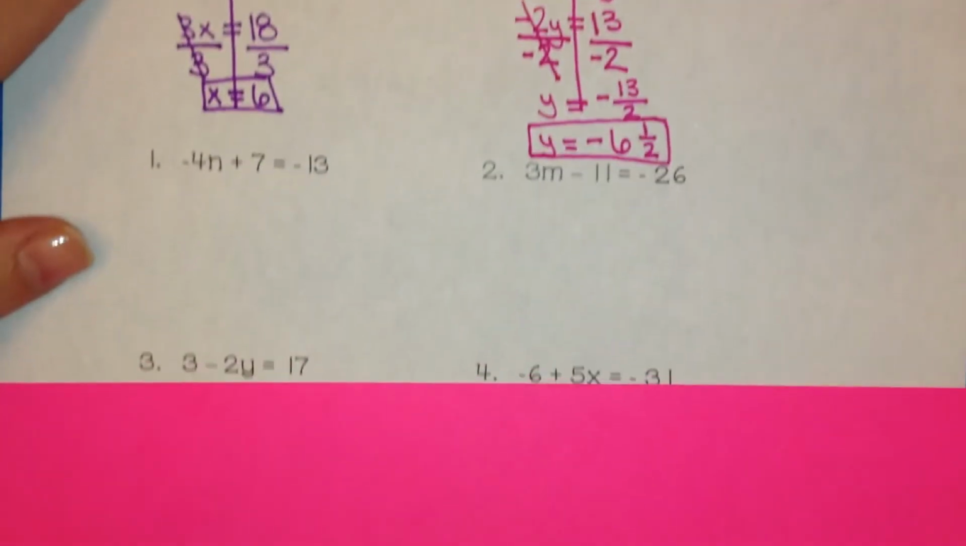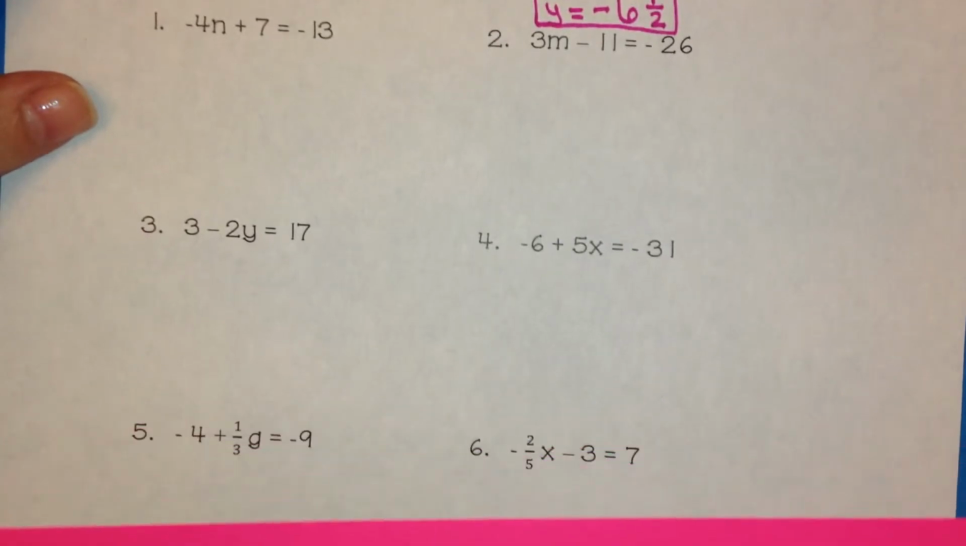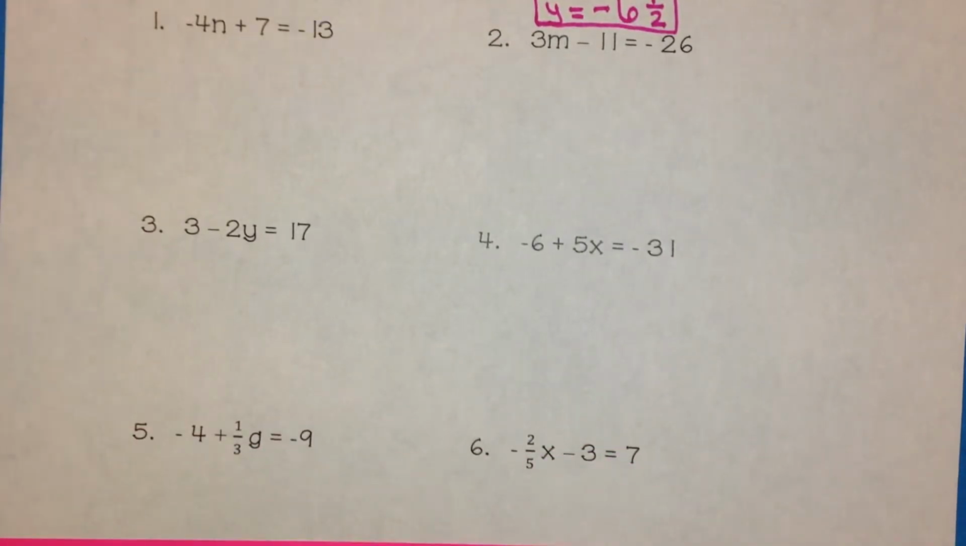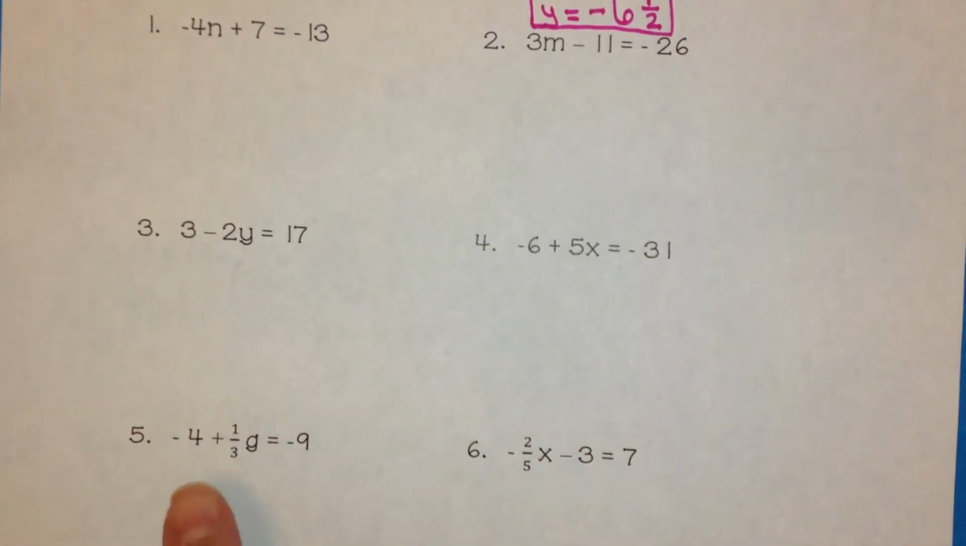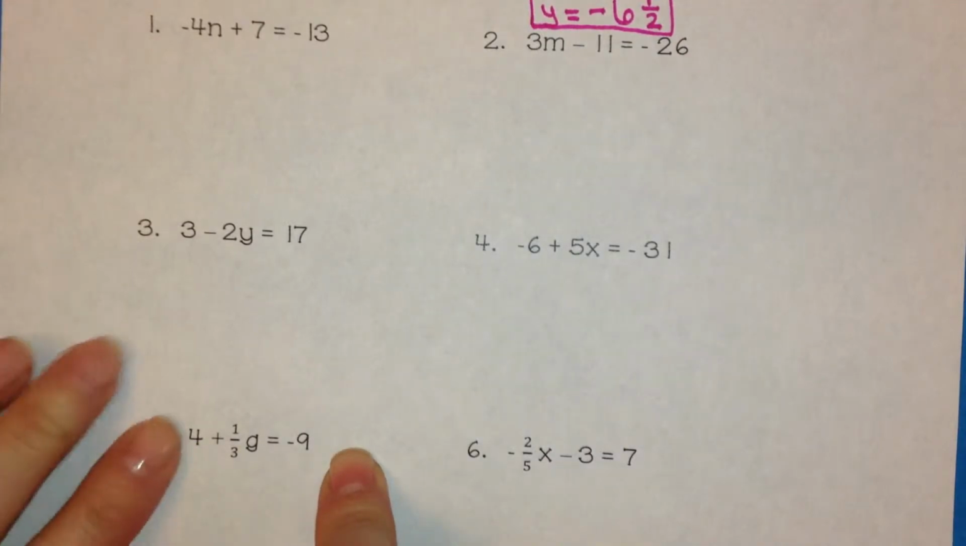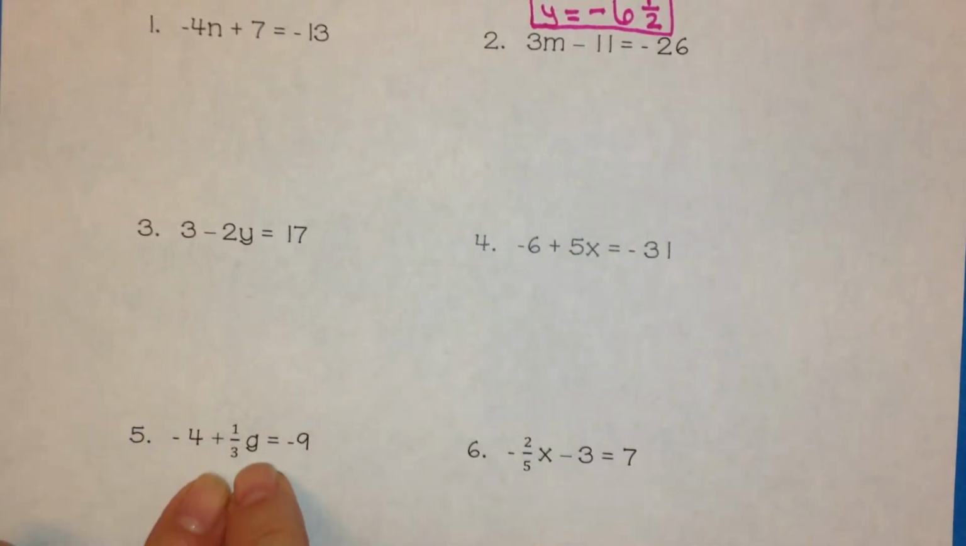All right, so here's some problems. Go ahead and try them on your own. Come back for the answer. I'll give you a hint on 5 and 6. You do have fractions being multiplied by your variables. So get rid of the number first, move it to the other side, and to get the variable by itself, whenever it's multiplied by a fraction, multiply both sides by the reciprocal. So that's the fraction flipped over. Go ahead and try these ones out and come back for the answer.